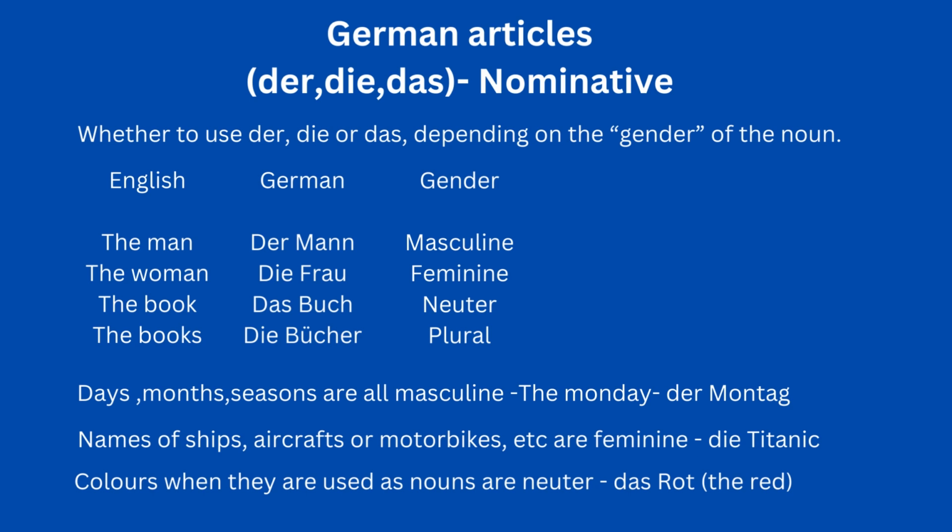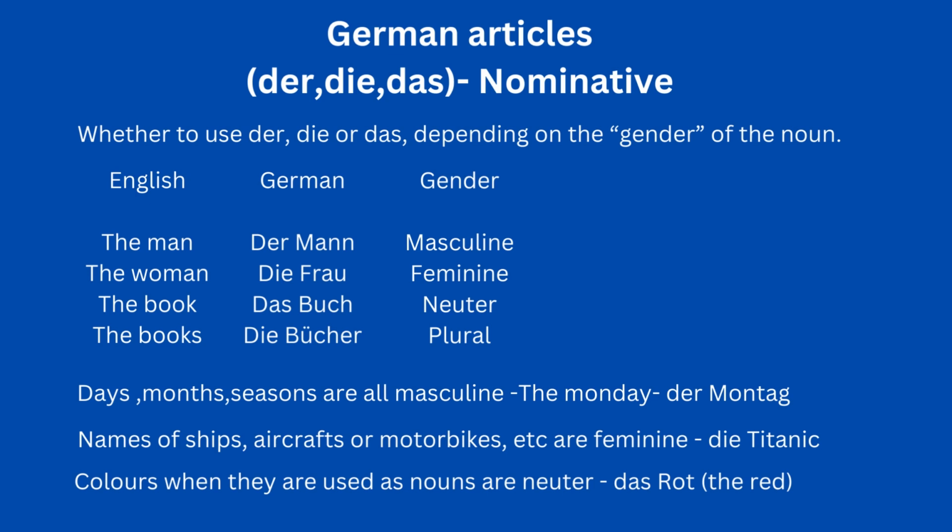You can read on. German articles. The man is masculine. The man, we say der Mann. The woman, die Frau. The book, das Buch. So whether to use der, die or das depends on the gender of the noun. If it is masculine gender, you use der. Feminine, you use die. Neuter, you use das.